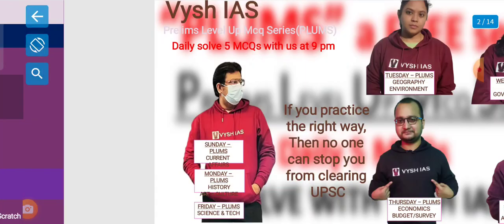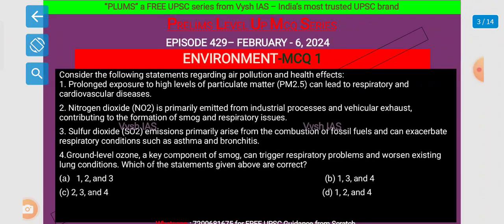And today we're going to start environment MCQs for the month of February. So the first MCQ, guys, consider the following statements regarding air pollution and health effects. First statement: prolonged exposure to high levels of particulate matter PM 2.5 can lead to respiratory and cardiovascular diseases.